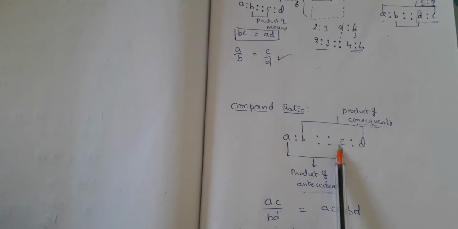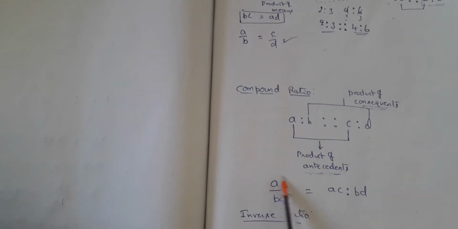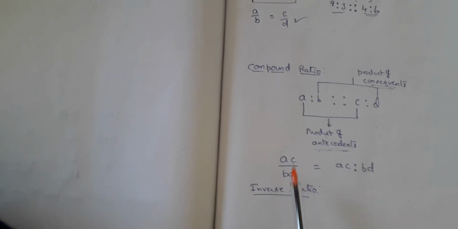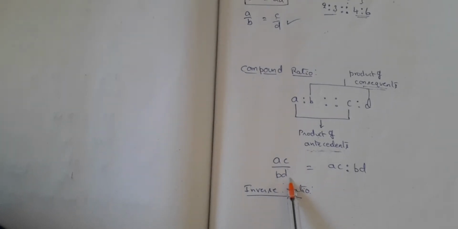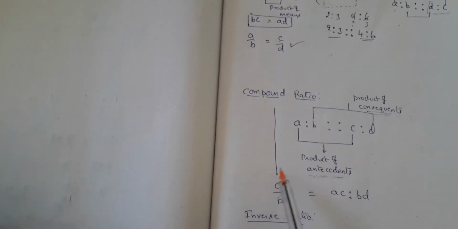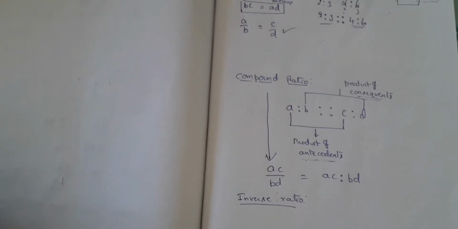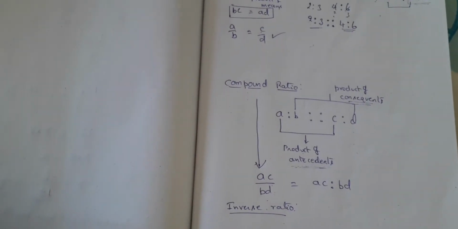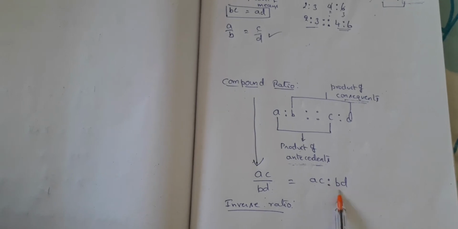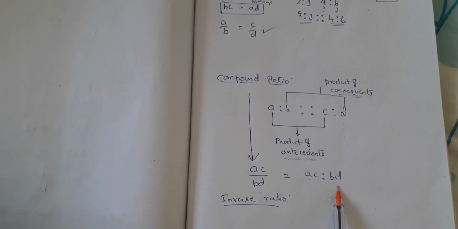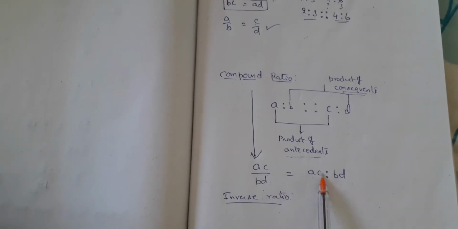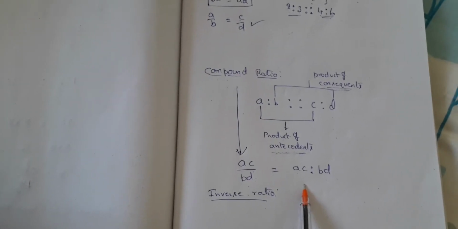That means the numerators' product you take in the numerator place, and the denominators' product you take in the denominator place. So therefore AC by BD is what we call the compound ratio. AC by BD we call the compound ratio, that is AC is to BD. So this is how we will write the compound ratio. Is that clear?